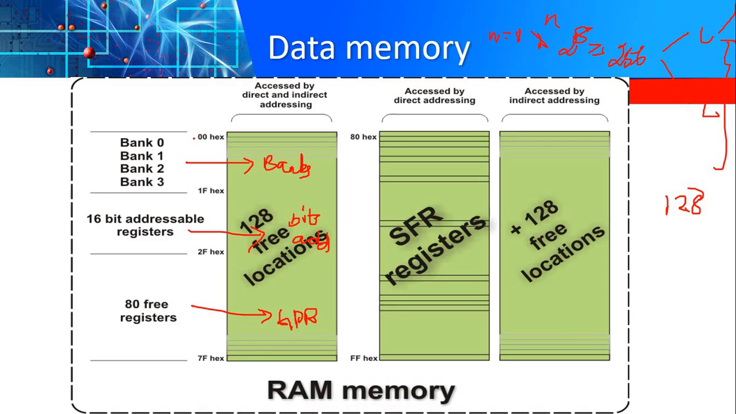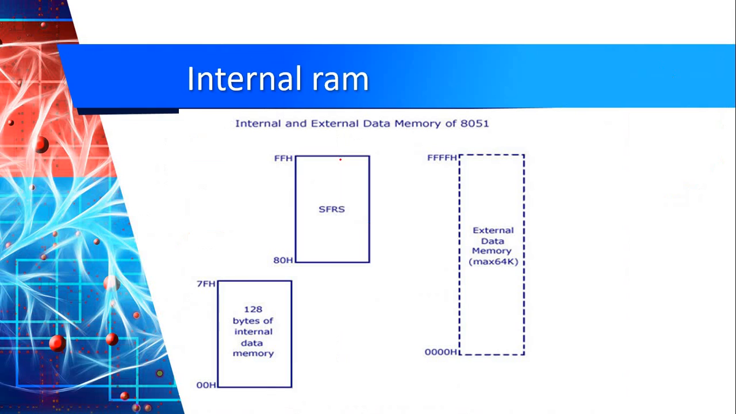Okay, these are the addresses. 00 to 1F is for register banks, 20 to 2F is for bit addressable registers, and 30 to 7F is for general purpose registers. And from 80 to FF it is for special function registers. This is the lower bytes, this is the upper bytes. Okay, the internal bytes, how much do we have? 128 bytes, accessed by indirect addressing. This is the data memory of 8051.